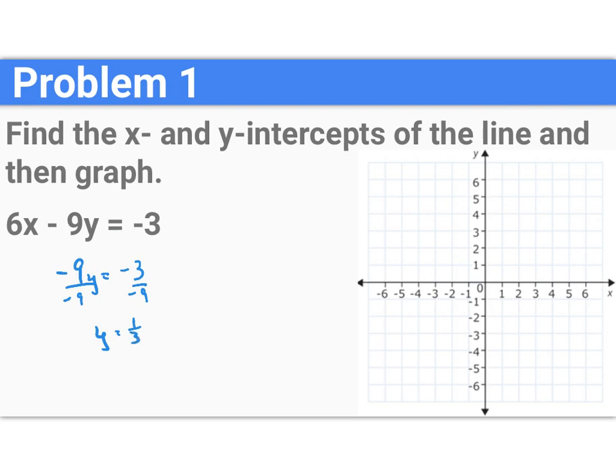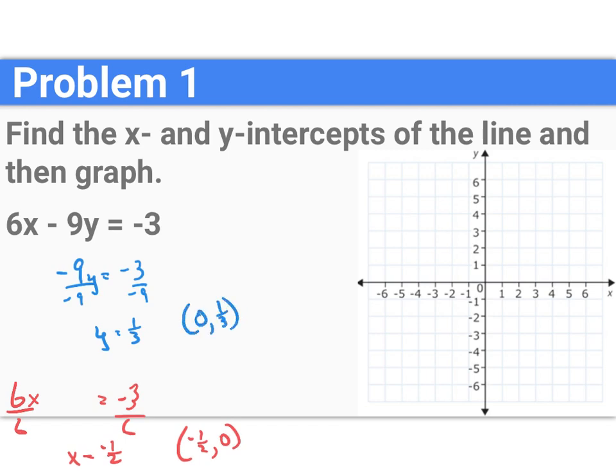So now let's do the x-intercept in a different color. 6x equals negative 3. Divide both sides by 6. X equals negative 1/2. So our intercepts are negative 1/2, comma 0, and 0, comma 1/3.